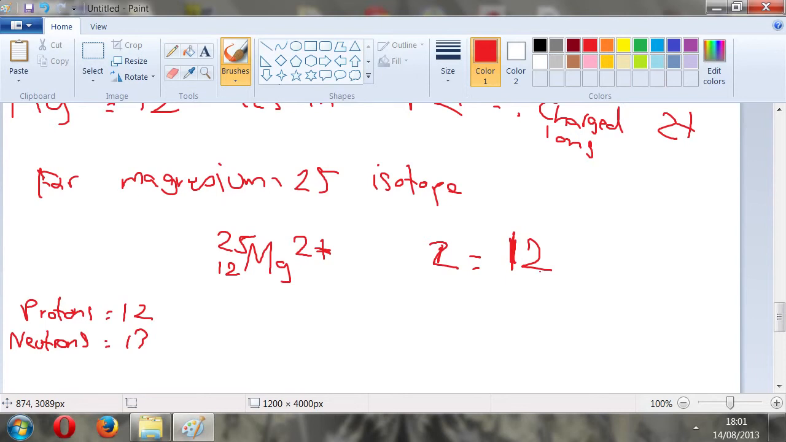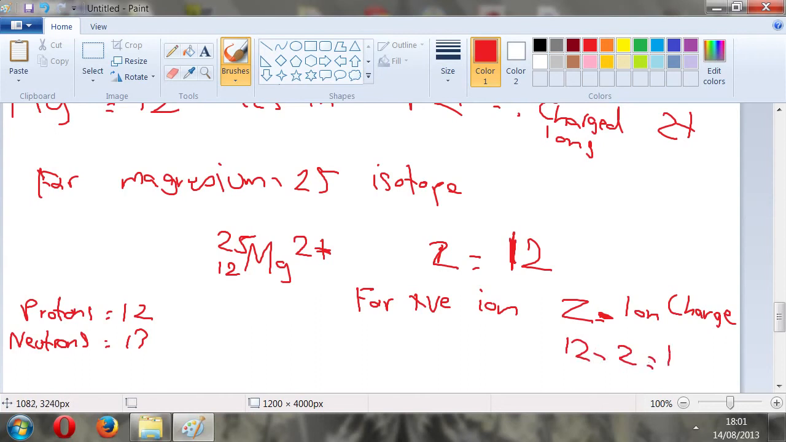So for a positive ion, remember we said it's Z minus the ion charge. The ion charge is 2. So we just do 12 minus 2 equals 10, and that gives us the number of electrons, which is 10. Yeah, looks right.